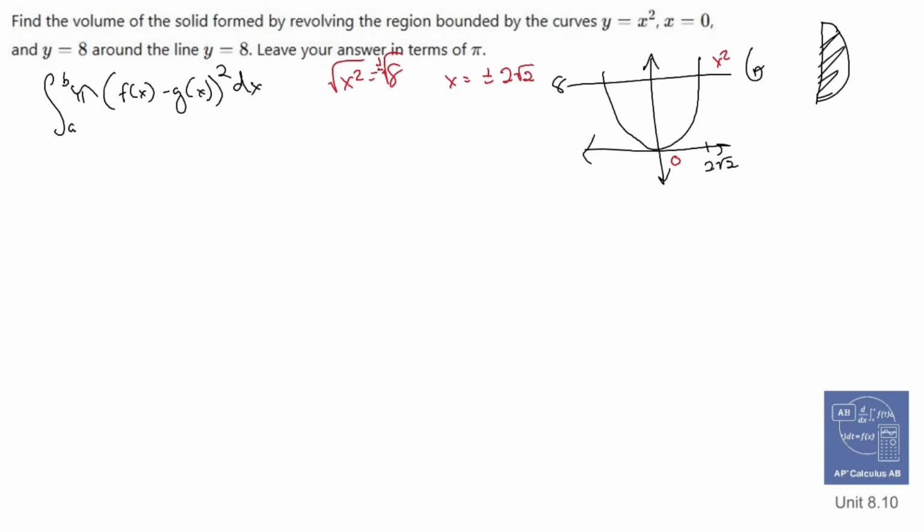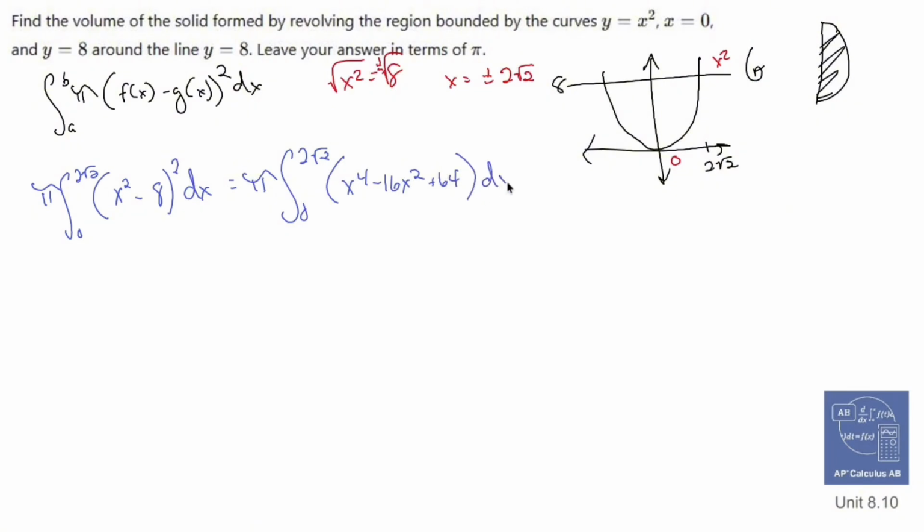So let's set it up. 0 to 2 root 2. Let's rip the pi out front. We have f of x, which was x squared, minus g of x, which is 8. We're squaring the whole thing, dx. That becomes pi from 0 to 2 root 2. That is a perfect square trinomial, so that becomes x to the 4th minus 16x squared plus 64 dx.